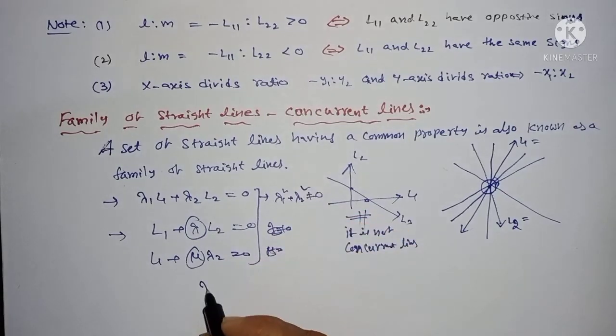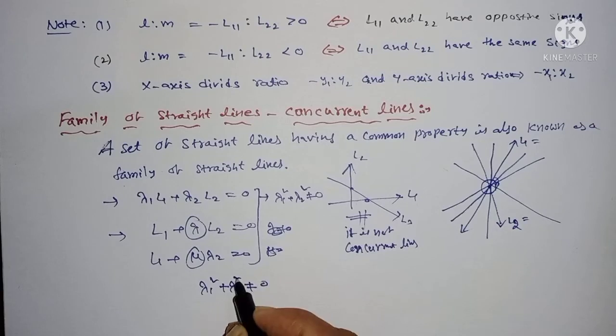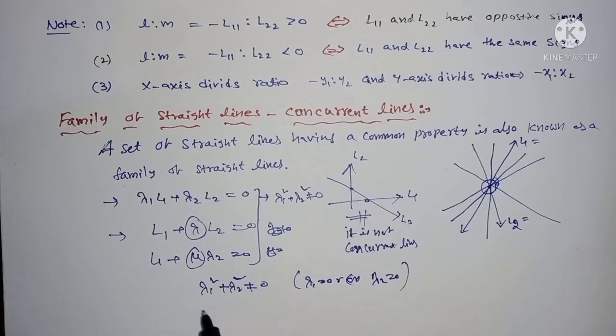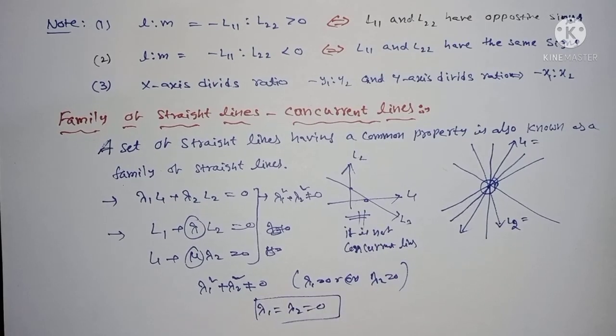Why are you taking lambda 1 plus lambda 2 is not equal to 0? In this case lambda 1 is equal to 0 or lambda 2 is equal to 0, but both are not equal to 0. When is this occurring? Only when lambda 1 and lambda 2 are both 0, so it is not equal to 0.